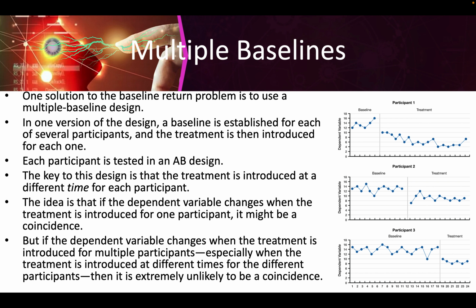The idea is that if the dependent variable changes when the treatment is introduced for one participant, it might be a coincidence. If the dependent variable changes when the treatment is introduced for multiple participants, especially when the treatment is introduced at different times for the different participants, then it is extremely unlikely to be a coincidence.